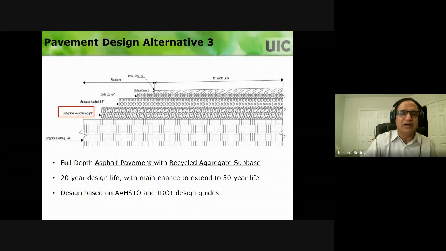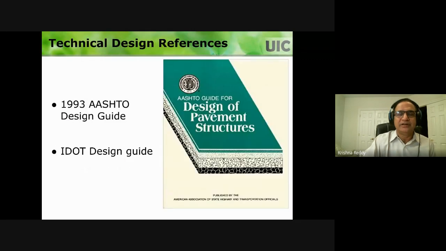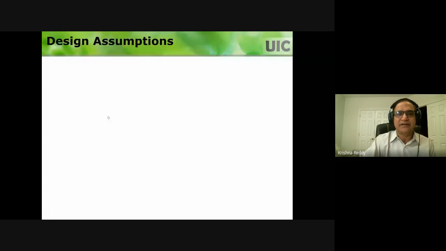So in this one, compared to the previous cases, we want to use the recycled aggregate, and then we want to use this asphalt pavement. So we're trying to compare these three alternatives. So the technical design is where we followed these AASHTO and IDOT design guidelines. And obviously, wherever you are, whatever the agency you are working for, you need to follow their design guidance.